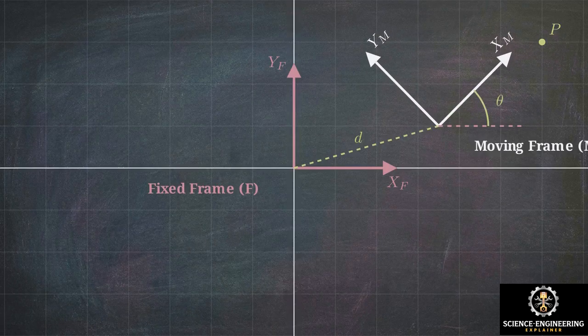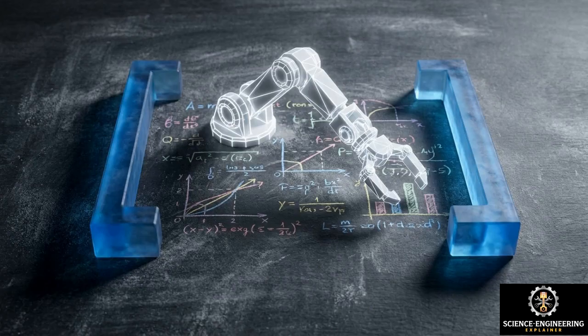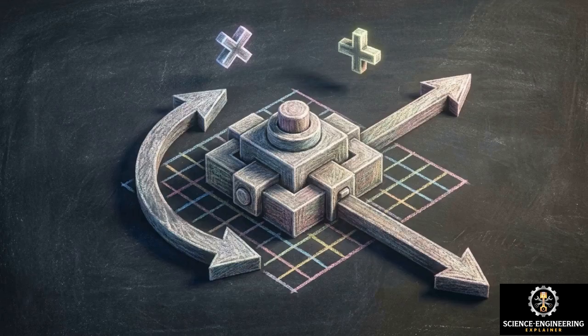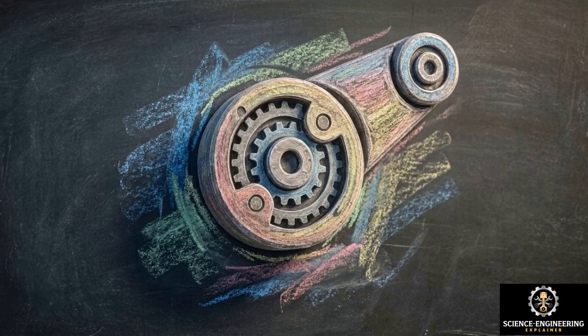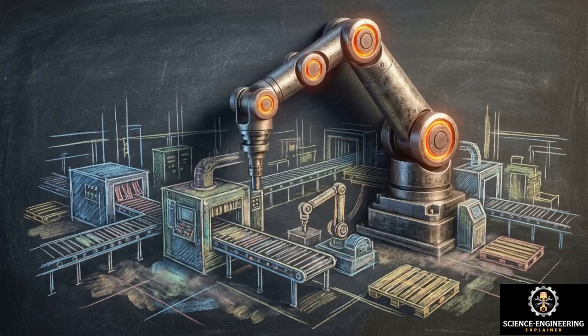To find the new coordinates of a point in the fixed frame, traditional algebra requires two distinct operations. You multiply the moving frame's coordinates by a rotation matrix, and then you add the linear displacement vector. This two-step process works fine for a single movement, but industrial robots have 6 or 7 joints operating in a continuous chain. Managing alternating sequences of matrix multiplication and vector addition across multiple links immediately creates a computational bottleneck.